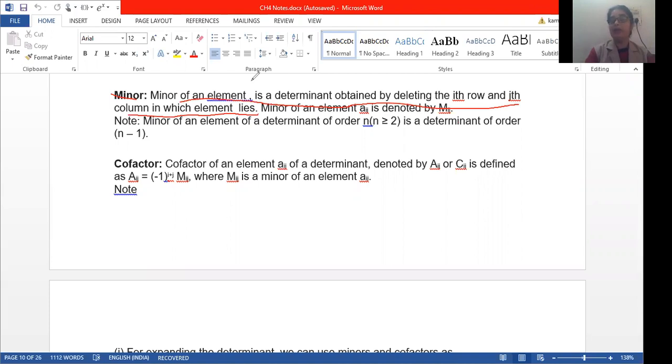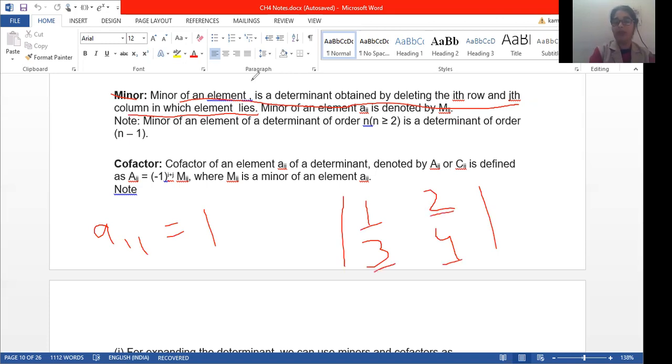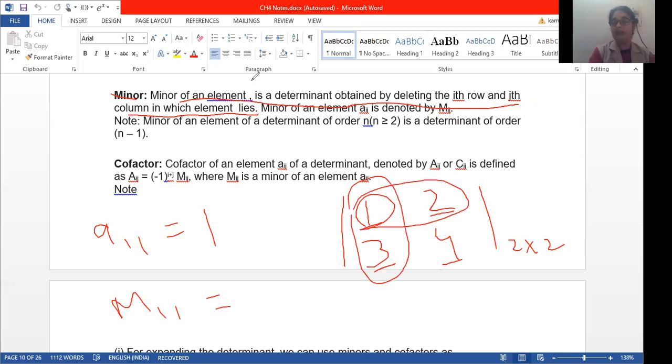Clear? Like if it is a 2 by 2 matrix, I'll give you an example: 1, 2, 3, 4. Now, this first element is 1, this is A11, this is A12, this is A21, A22, as it is a 2 by 2 matrix. Now, if A11 is 1, then M11 will be equal to what? Leaving the row and the column in which this 1 lies, what is left with us is 4. So M11 will be equal to 4. So in a 2 by 2 matrix, we can directly find the minor.